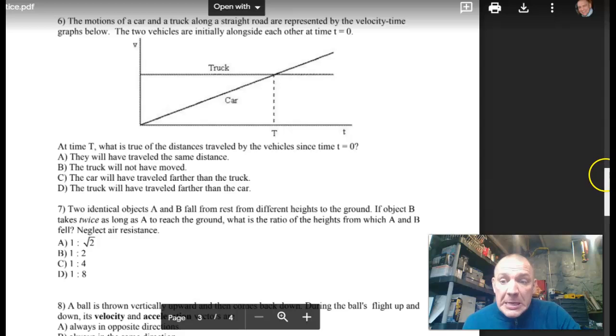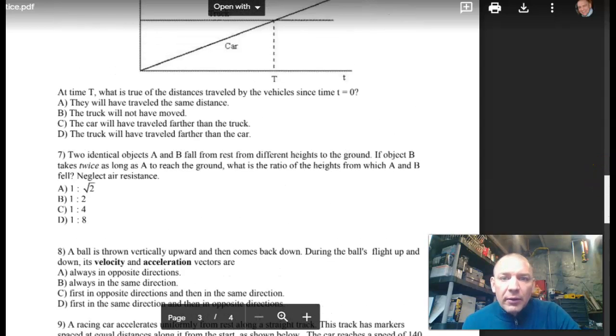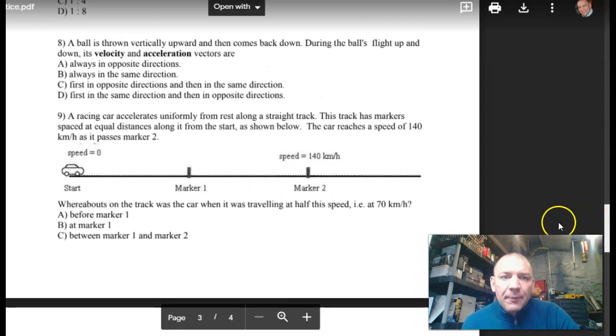I got children. So let's see, we're going to number 8.